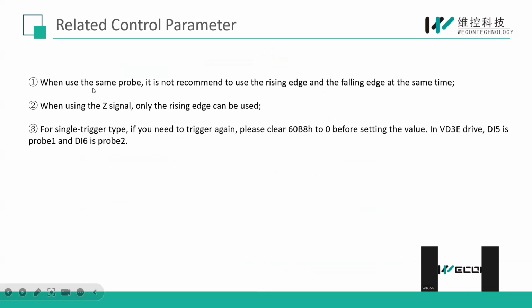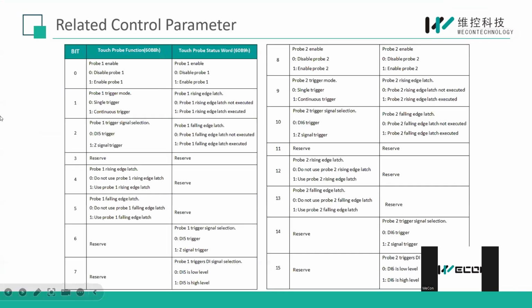And here I have some notices when using TouchProbe. First, when using the same probe, for example probe 1, it's not recommended to use the rising edge and the falling edge at the same time. It means it's not suggested to set these two bits as 1 at the same time. But you can use, for example, a rising edge of probe 1 and a falling edge of probe 2 at the same time, it's okay.